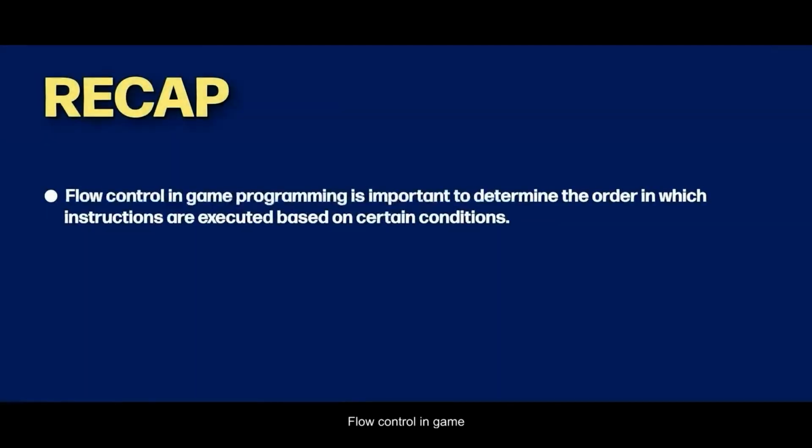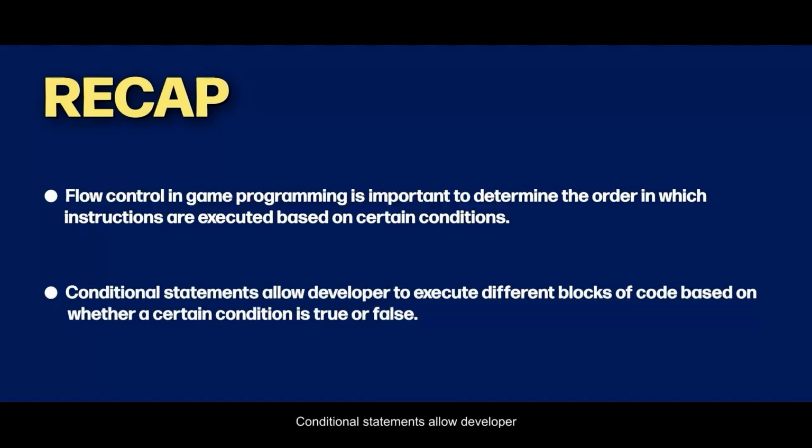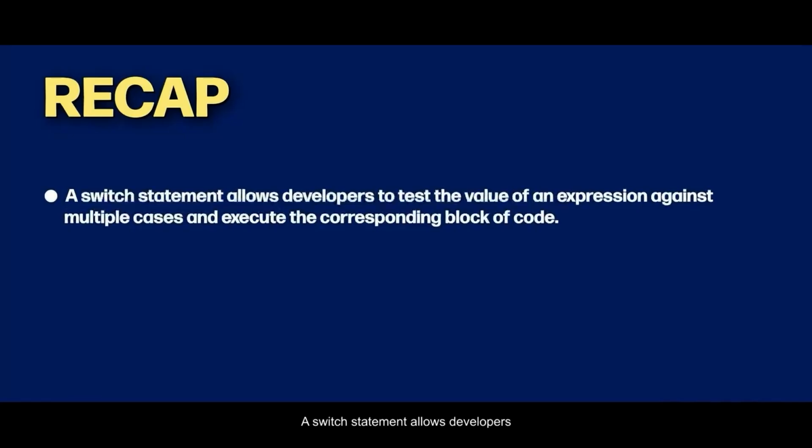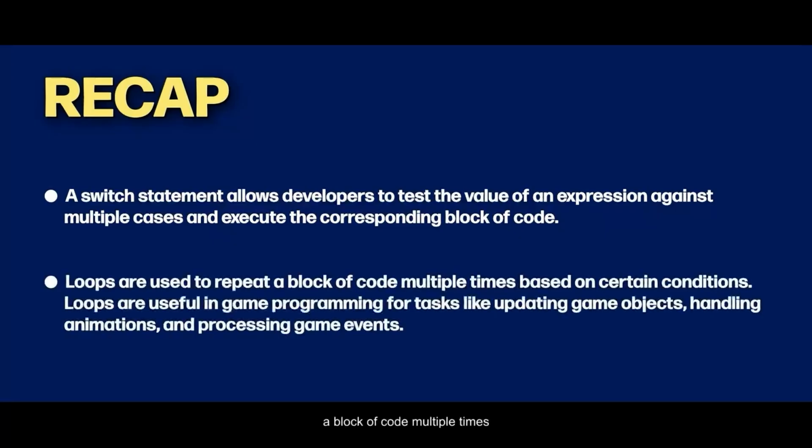Flow control in game programming is important to determine the order in which instructions are executed based on certain conditions. Conditional statements allow developers to execute different blocks of code based on whether a certain condition is true or false. A switch statement allows developers to test the value of an expression against multiple cases and execute the corresponding block of code. Loops are used to repeat a block of code multiple times based on certain conditions.